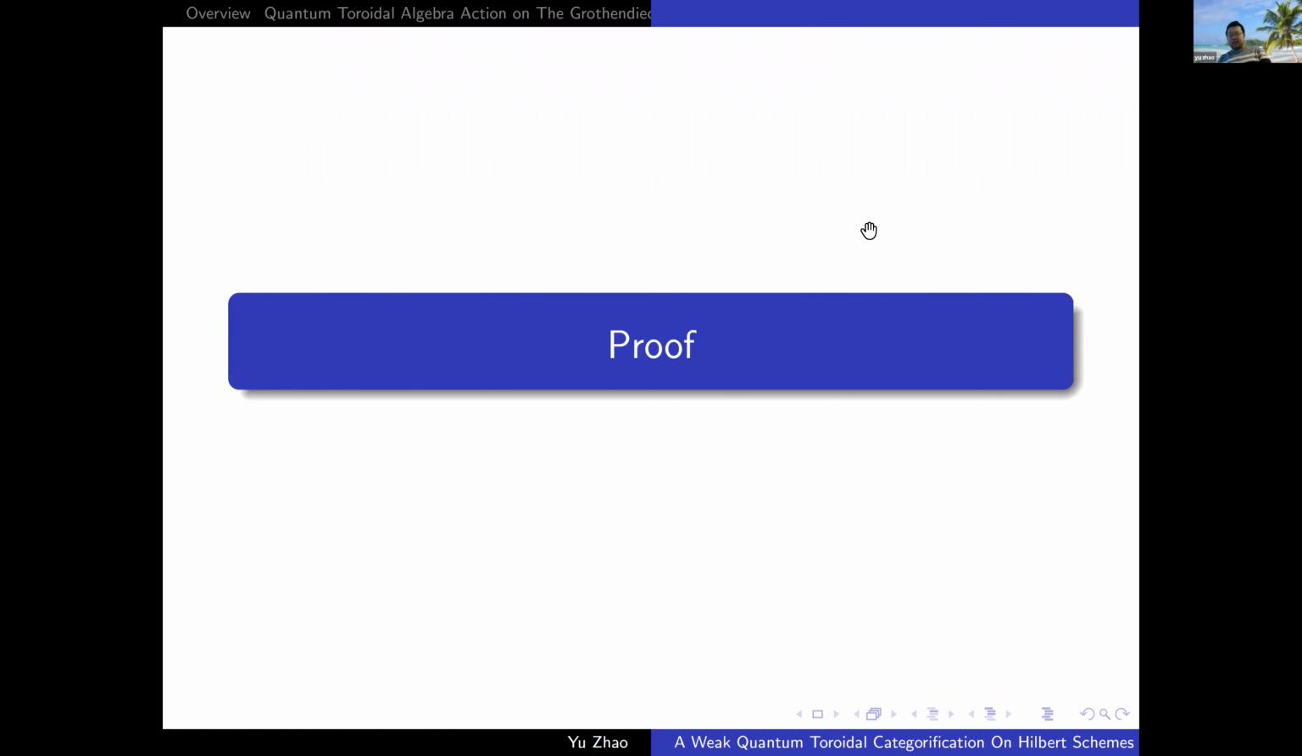So let's talk about the proof. Before considering the proof, we remember that E_k and F_l are categorified through the Fourier-Mukai transform. So we need to understand what E_k F_l and F_l E_k really look like in the Fourier-Mukai transform.